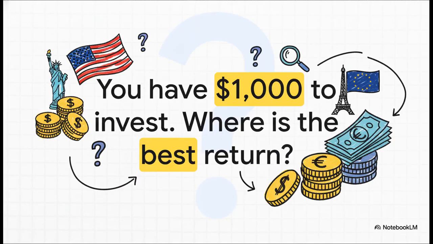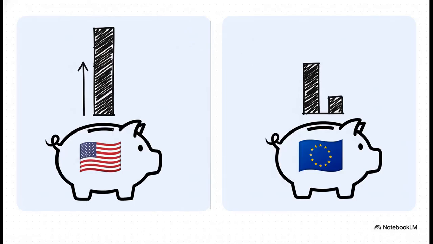Imagine you've got $1,000 and you want to invest it for just 1 year. You've got it down to two choices, a bank deposit here in the US or one over in Europe. Now, at first glance, this looks like a complete no-brainer, right? I mean, 10% in the US versus only 5% in Europe. You'd think the US deposit is the slam dunk.